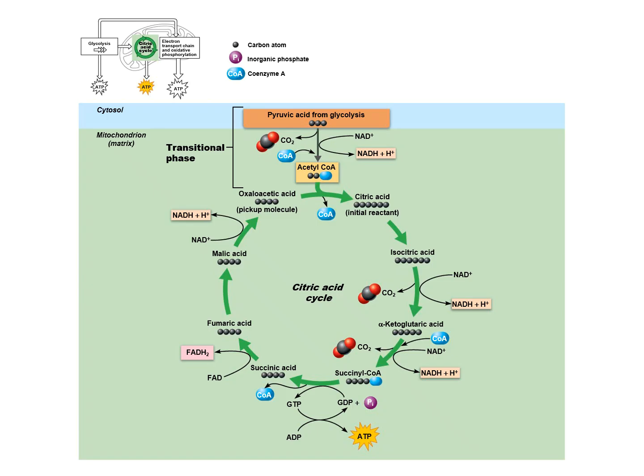Then we moved into that little transitional phase that happens right when we move into the matrix, where we take that pyruvic acid and we make it into acetyl-CoA. And notice that you've got arrows that are spinning off, and it's showing you what products are being made here.